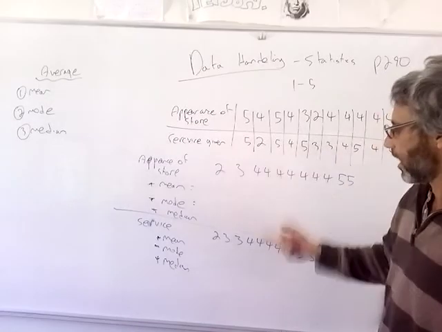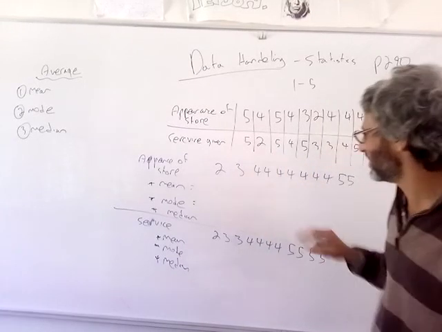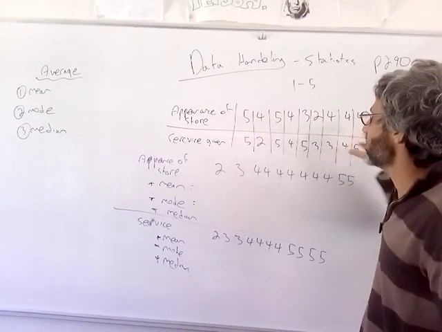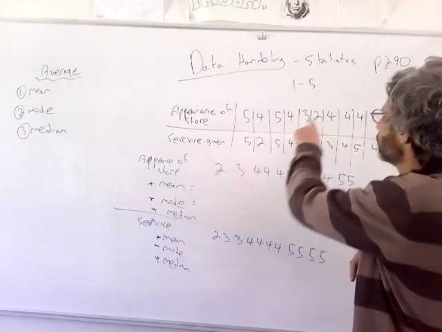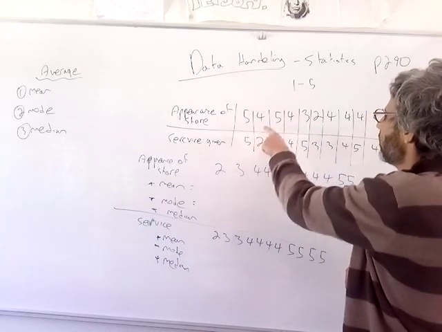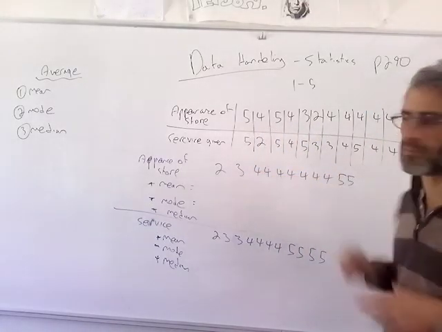So that's what I did now whilst you were waiting. Not waiting too long. I just put it into the table. You see what I've done here? I rearranged this data in the right order. So first I've got a 2, then I've got a 3, then I've got 7 4s, and then a 5, and then 2 5s. I just put them in order.